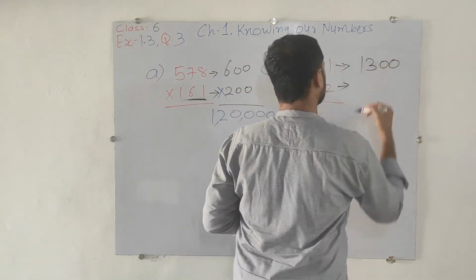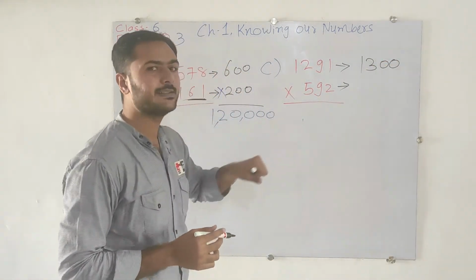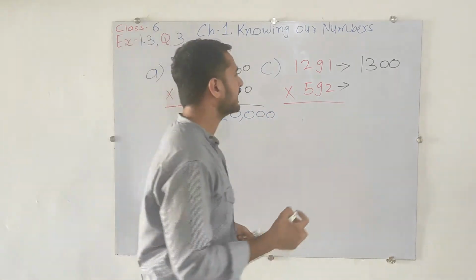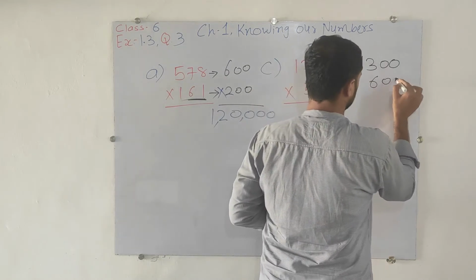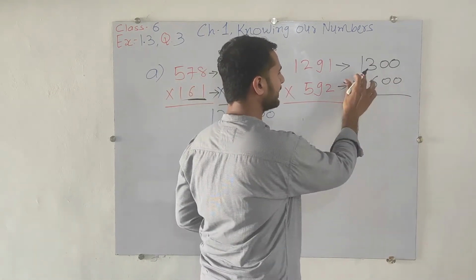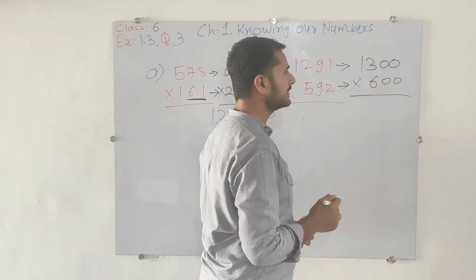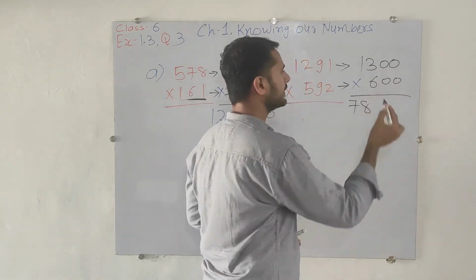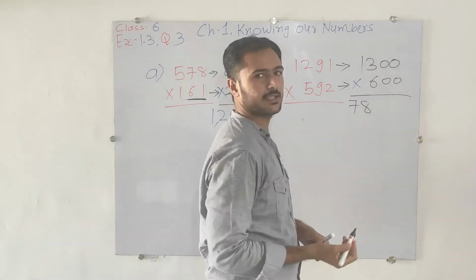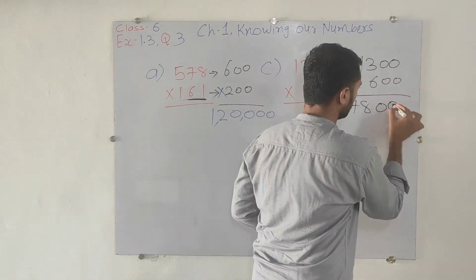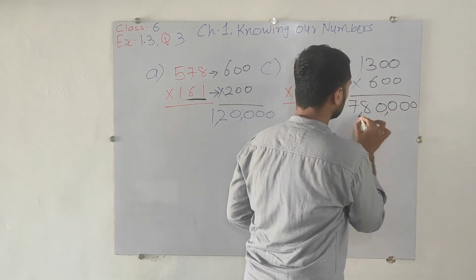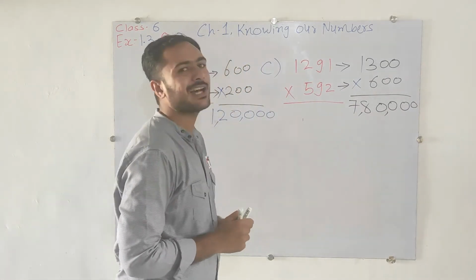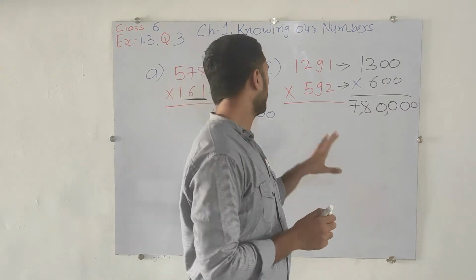Okay, 1300. Now here is 592. That is nearby to 500 or 600. 600. Fine. So here that will be 13 multiplied by 6. That will be 6 threes are 18, 6 ones are 6, so 78. So I just write 78 here, and there are 1, 2, 3, 4 zeros, so I will put the 4 zeros. Now put the commas according to the Indian number system. So the answer is 7,80,000. So that is the final answer for the sub question.